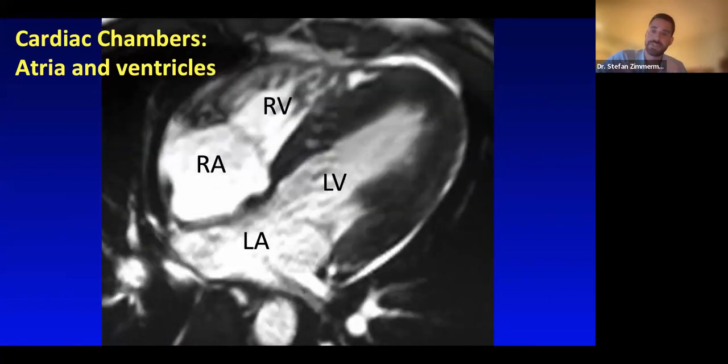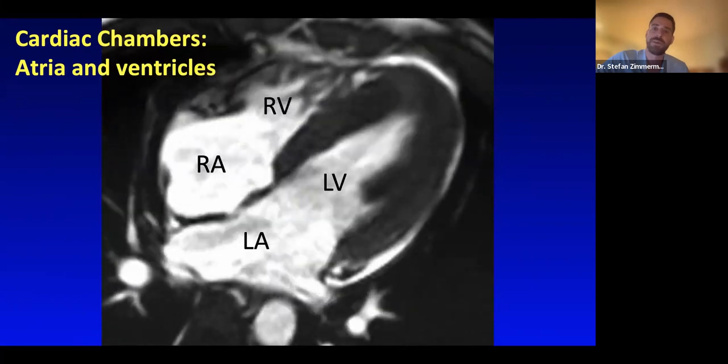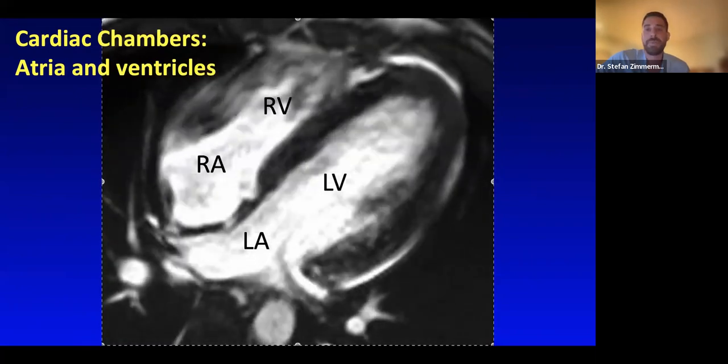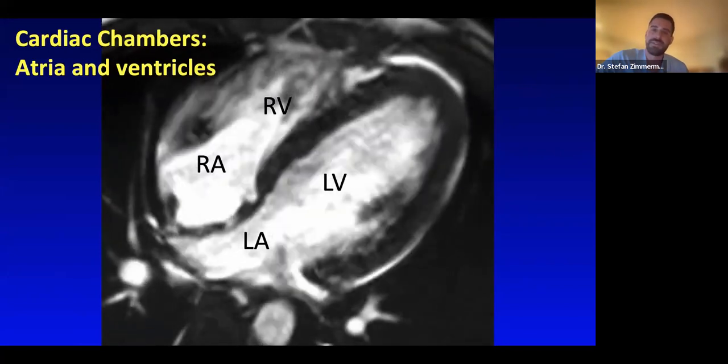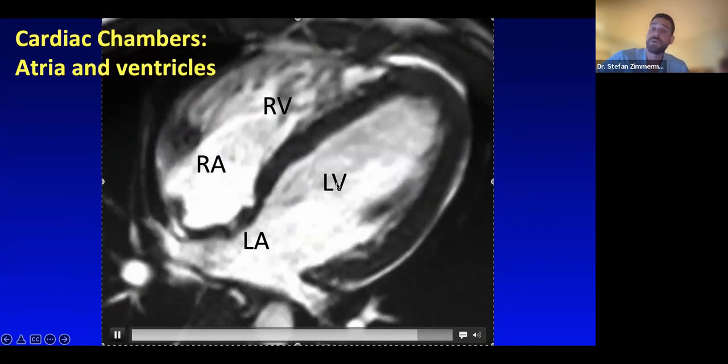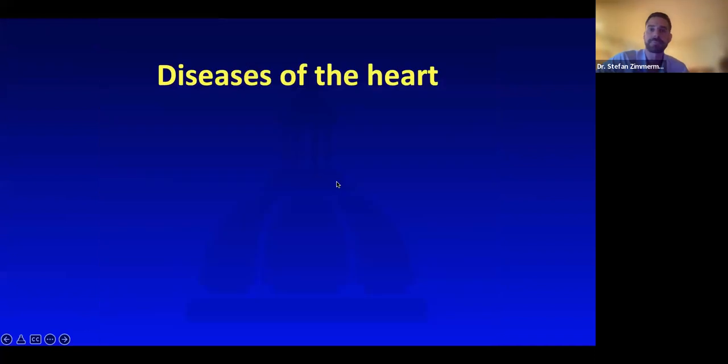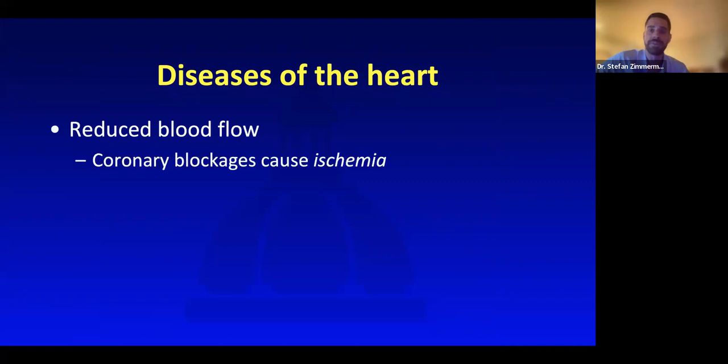So these are the different chambers of your heart that we care about when we're looking at cardiac imaging. One of the things we want to look at is, do these chambers look normal? Do the different chambers seem to be functioning appropriately? So let's talk a little bit about some broad categories of diseases that we can look at in the heart. One big disease, like I mentioned already, is reduced blood flow. That's when you have coronary artery blockages that reduce the blood flow to the actual heart muscle itself.